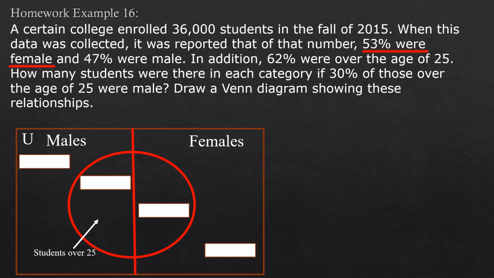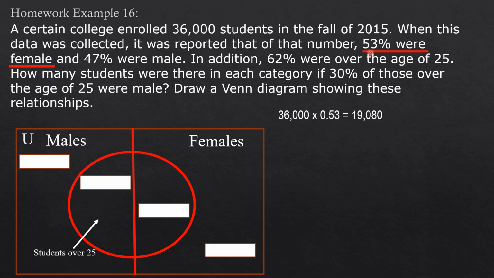So 53%, just to remind you how you figure out percentages: we're going to take this total number, 36,000, and multiply it by 0.53. That's 53% in decimal form, 0.53. And when you do that in your calculator, you get 19,080. You should verify that with your calculator, but that's what you get.